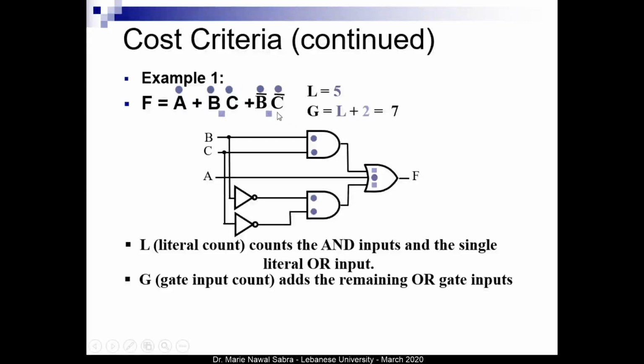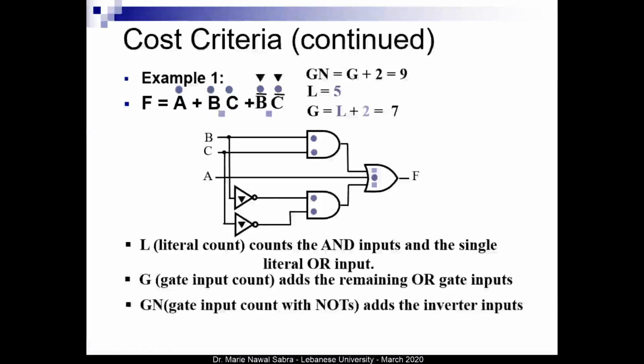So add to the 5 literals the 2 inputs that I have here, I get 7 gate inputs. Adding the NOTs, B is inverted once and C is inverted once, so I have to add 2 more inputs to the expression, and I get 9. So I compare between 2 different functions to see whichever has a smaller cost. Just to note that if I have B inverted twice, I should count it only once because the gate will be used only once.